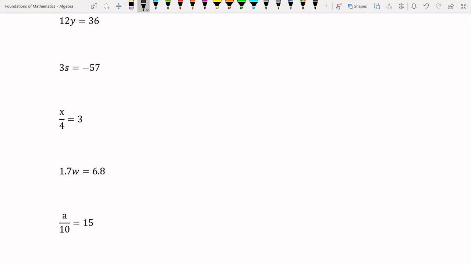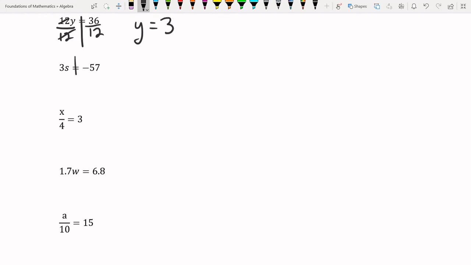So we have 12 times y equals 36. To get y by itself, we're going to do the inverse operation of multiplication, 12 times y. The inverse is division. That's what gets rid of the 12. So we have 36 divided by 12, which is 3.